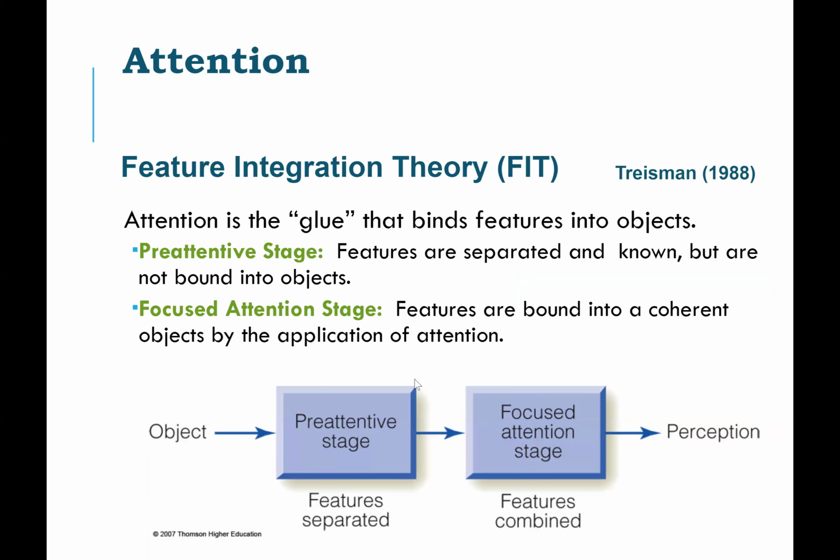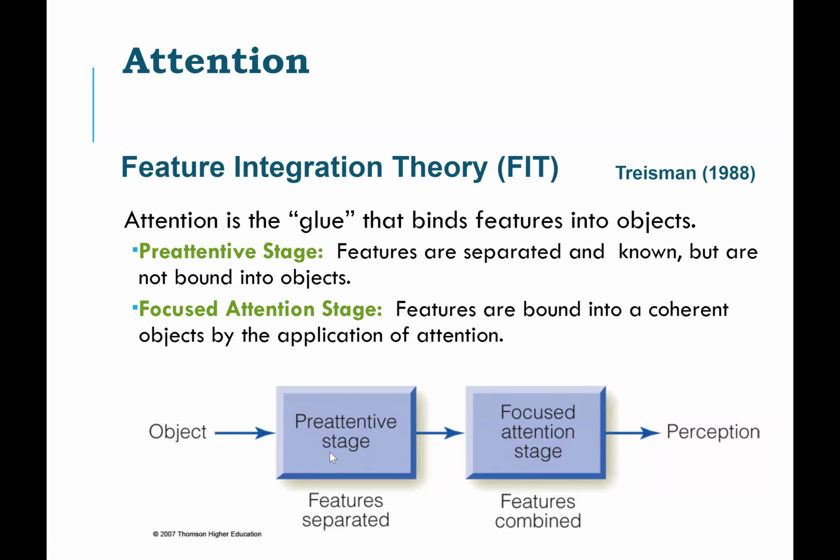So we have a pre-attentive stage, and then we have a focused attention or selective attention stage. In the pre-attentive stage, the features are not yet bound. They're distributed. They're in different maps, different brain areas even. And then in the attention stage, the features are combined. They're bound together. You know what feature belongs to which object.